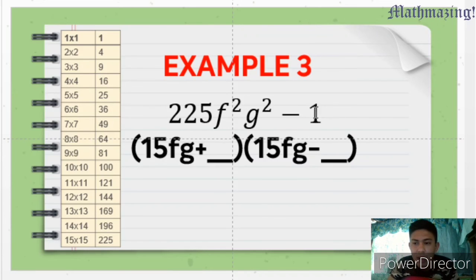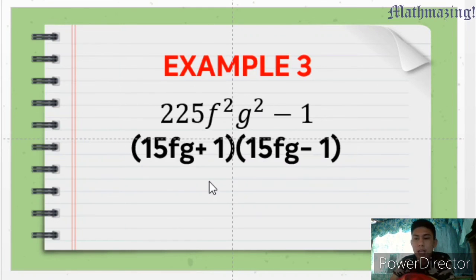Okay. Next is we have to get the square root of the second term, which is 1. So the square root of 1 is, we have 1. Next, ilalagay natin si 1 doon sa pangalawang blanks natin. Ayan. So therefore, the factors of 225 f squared g squared minus 1 is the quantity of 15fg plus 1 times the quantity of 15fg minus 1. Okay. So ganun na siya kadali. We have to factor difference of two squares.